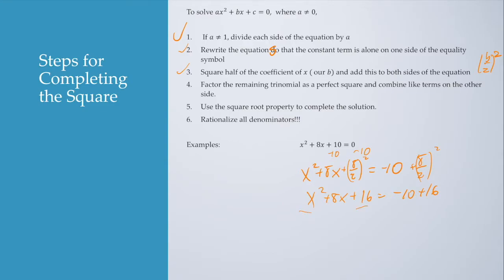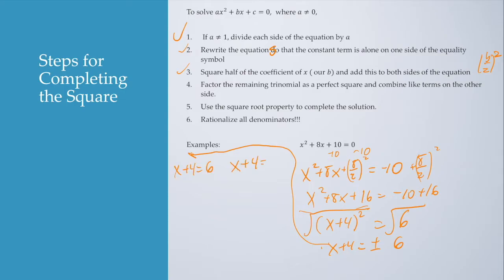This is going to factor perfectly to x plus 4 squared equals 6. And now I can solve using the square root property. I take the square root of both sides. X plus 4 equals plus or minus the square root of 6. So we can solve these. X plus 4 is a positive square root of 6, or x plus 4 is a negative square root of 6. So I get x is negative 4 plus the square root of 6, and x is negative 4 minus the square root of 6. Quick hint, notice that our 2 solutions are conjugates.